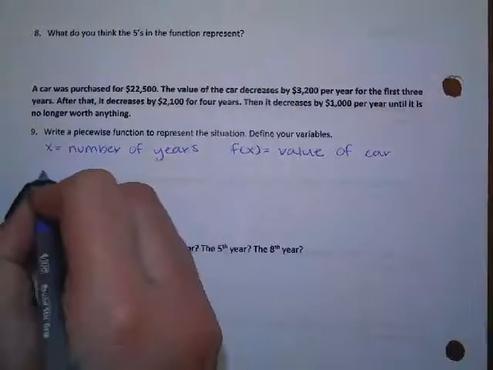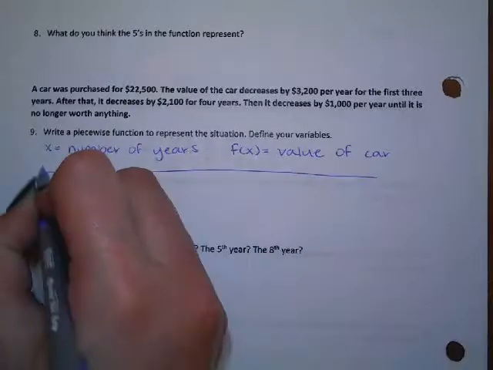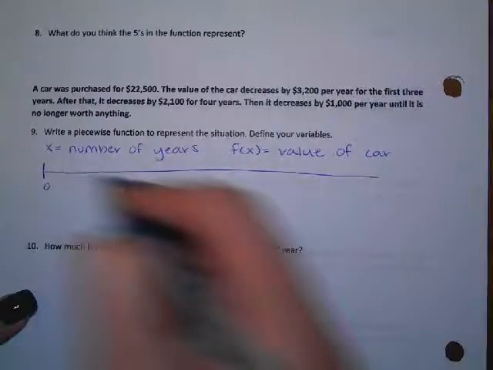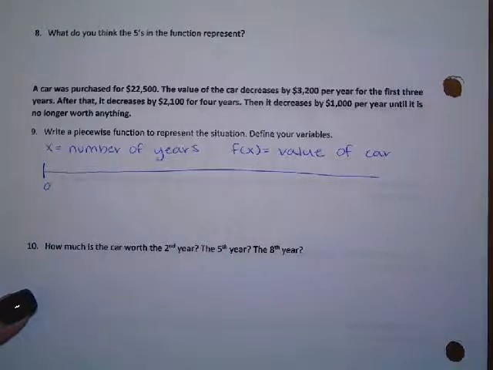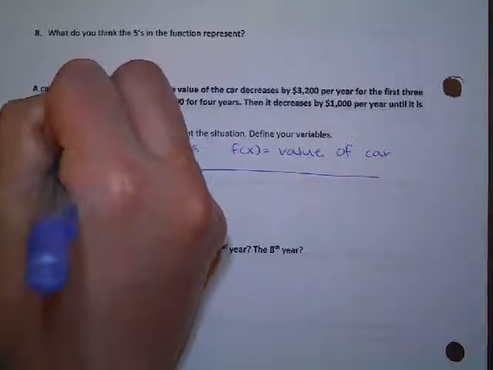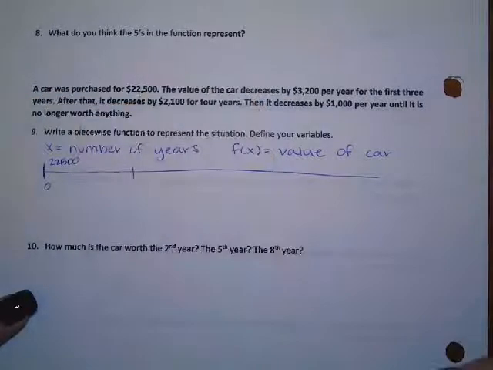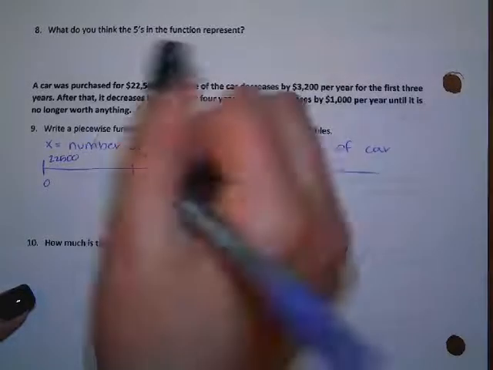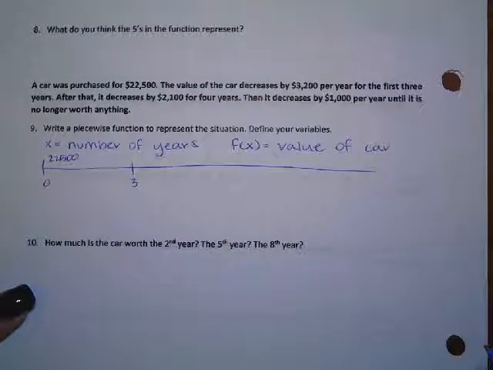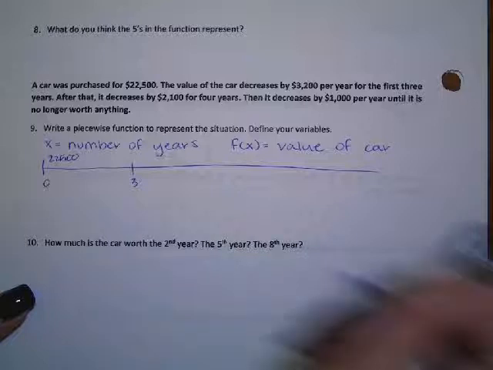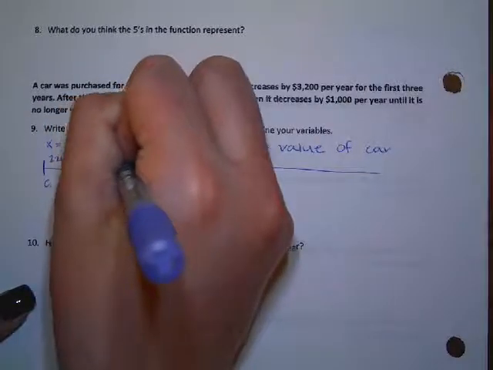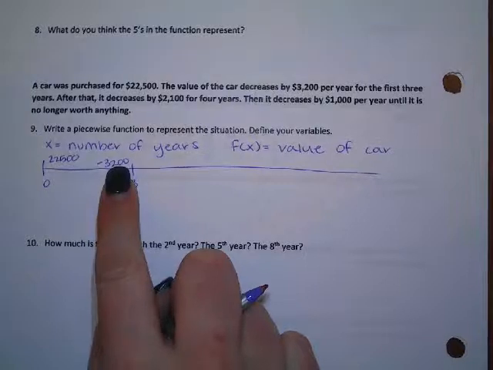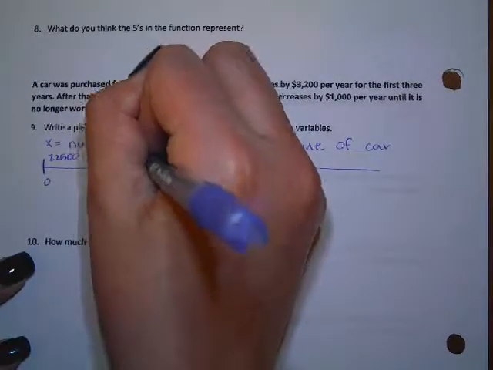Okay, and if we set up this little thing just to kind of think about what's happening, at year 0, you just bought the car. How much is it worth? $22,500. Okay. And then what's the next number we have? 3. So 3 years, and we are going to minus $3,200 per year. Okay. So if you want to write per year, you could.